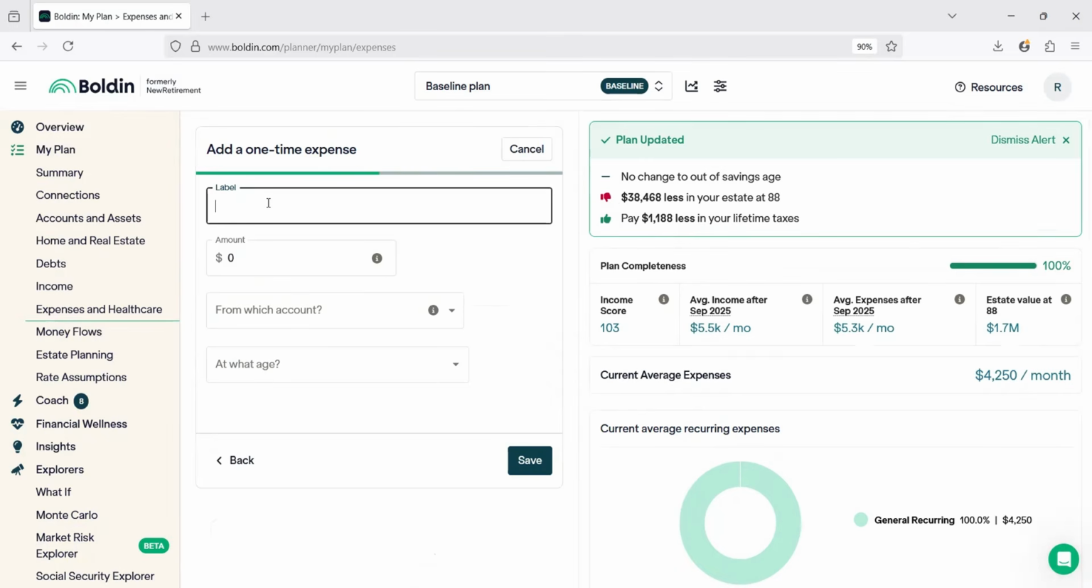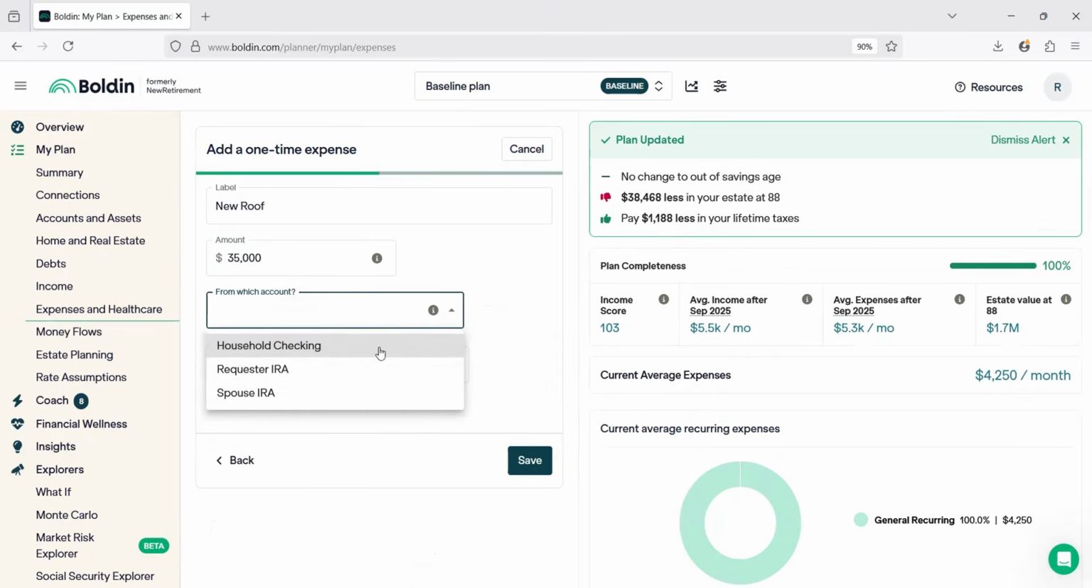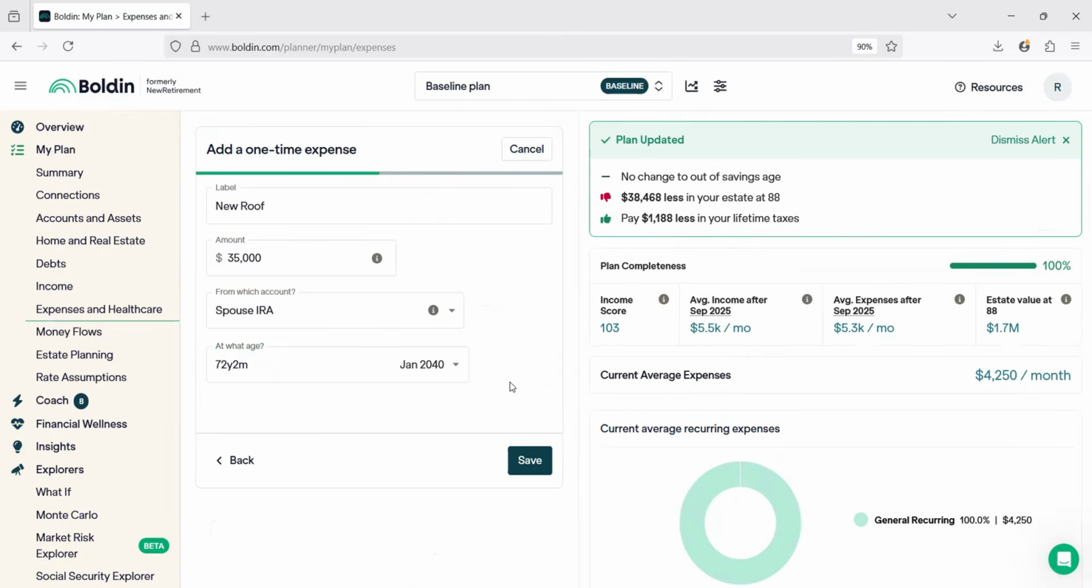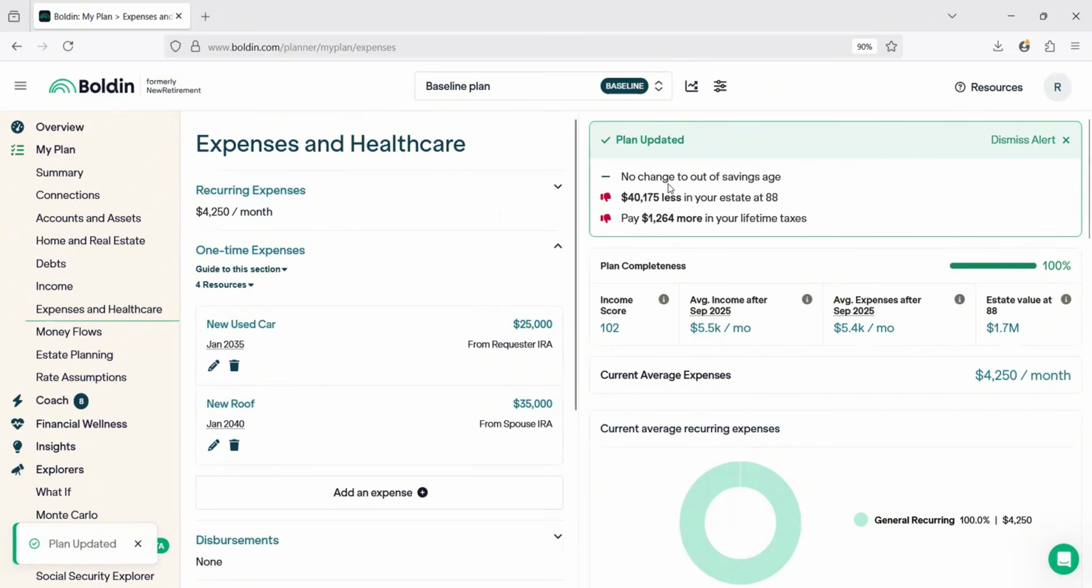Let's add, if you're a homeowner, you know what I'm talking about. New roof. I'm estimating 35,000. Let's take that out of your spouse's IRA. And that, let's put that out about 15 years. Okay. Because you got a 30-year retirement. You're going to have roof repairs or whatnot. You're going to have other major appliances. You're going to have stuff like that. I'm just kind of putting it under roof. Okay. All right. So now you're at 40,000 less.